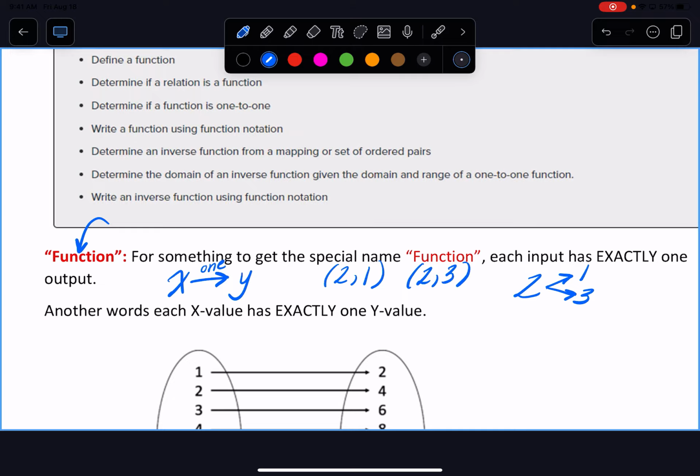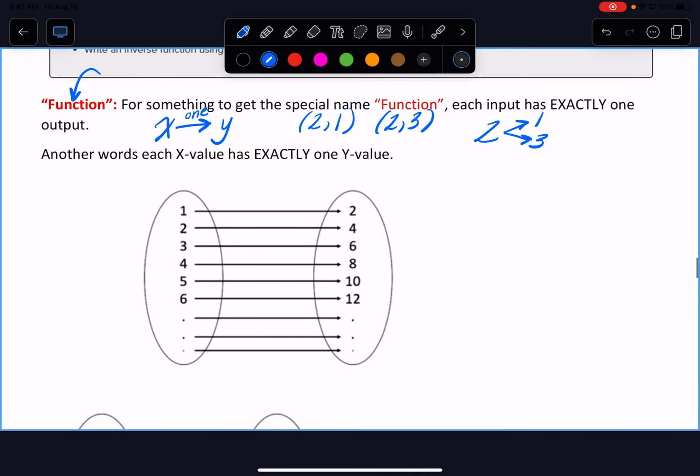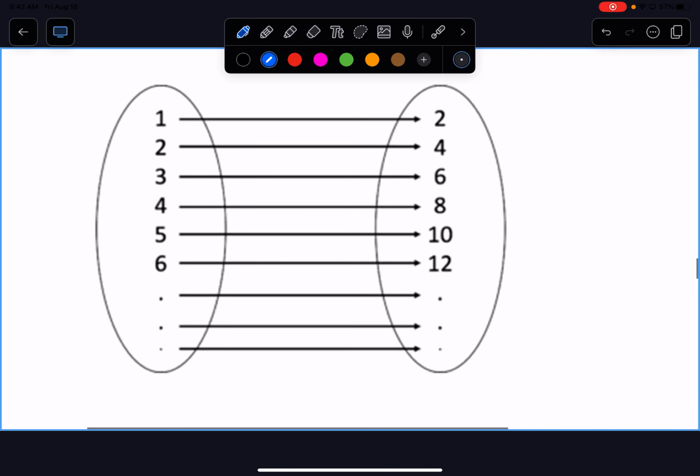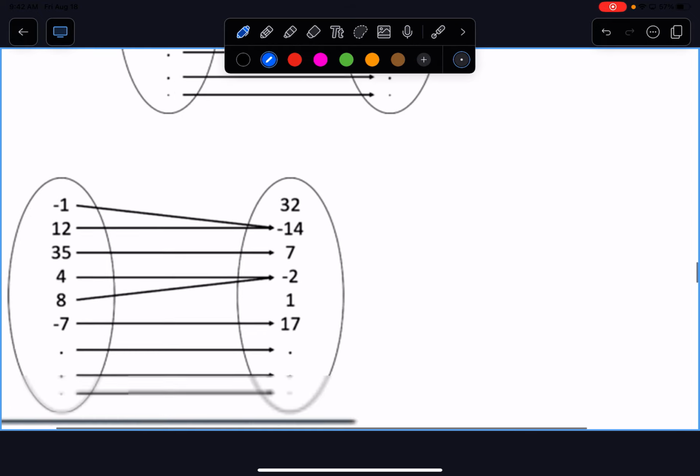All right, so let's look at this one right here. It says, is this a function? Does it get the special name, quote, function? Yes. These are our x's, these are our y's. We know that because it's pointing in that direction. So this is our input, this is our output. Each of those x's only goes to one location for y. Do you guys agree? Yes. So yes, it gets the special name function. That takes memorization. That's not hard math. That each x can only point to one y. Okay, let's look at this one.